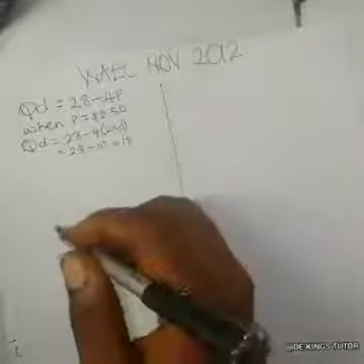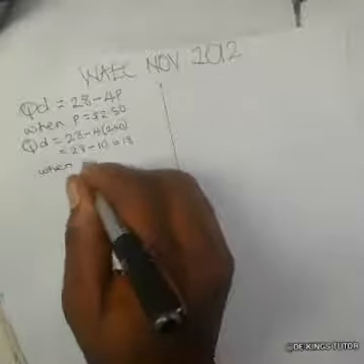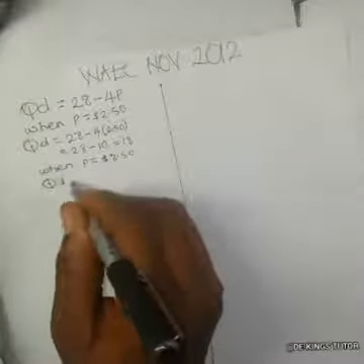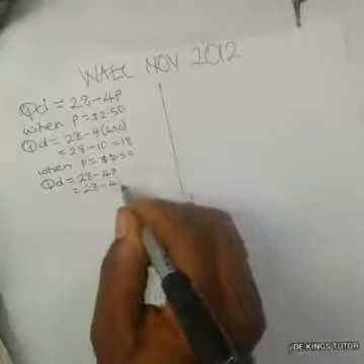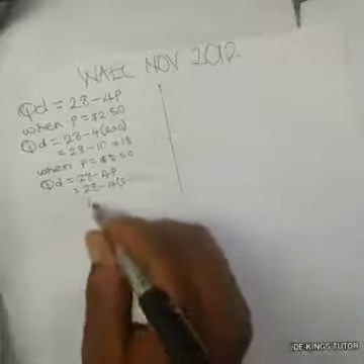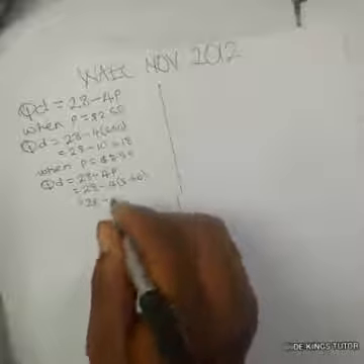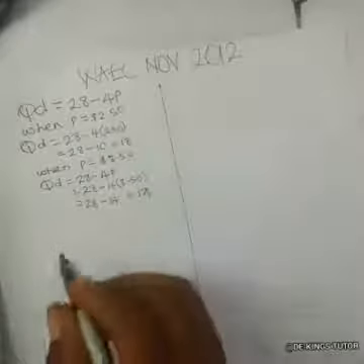The second one said when P equals 3.50 from the question, so I have 3.50. QD equal 28 minus 4p equal 28 minus 4, P is what? 3.50. So I have 28 minus 4 times 3.50. Using our calculator, it will give us 14. So 28 minus 14 will give us what? 14.